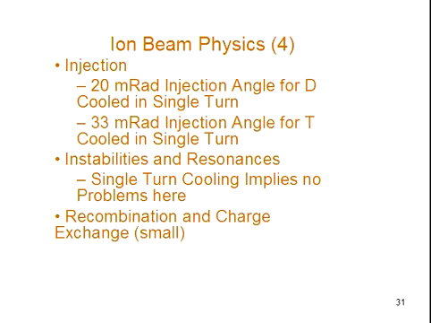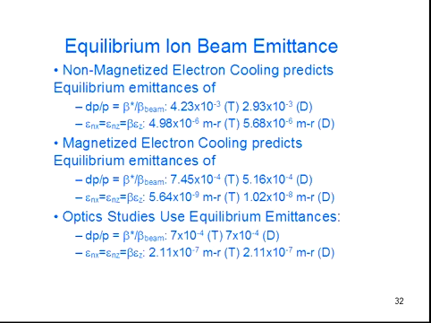Recombination and charge exchange have also been looked at, and those effects are quite small. The equilibrium ion beam emittances have been calculated for both the non-magnetized electron cooling case and the magnetized electron cooling case. In each case, the equilibrium occurs between the electron cooling forces that tend to lower the emittance versus the various scattering effects that tend to increase the emittance. The optics studies of the ion beam use equilibrium emittances that are within the range of the non-magnetized and magnetized electron cooling studies.